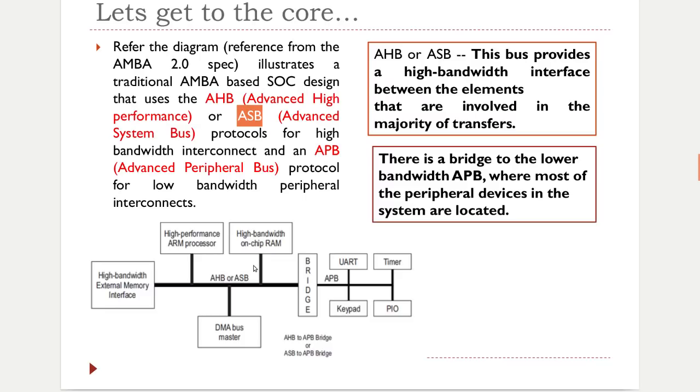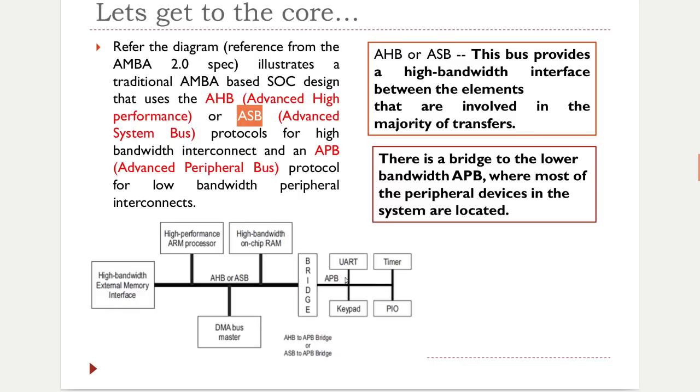AHB is nothing but Advanced High Performance Bus. ASB is nothing but Advanced System Bus. These two are used for high bandwidth interconnect, and APB is used for low bandwidth peripheral interconnects. Now these demand high bandwidth and these demand low bandwidth because they are simple peripherals.